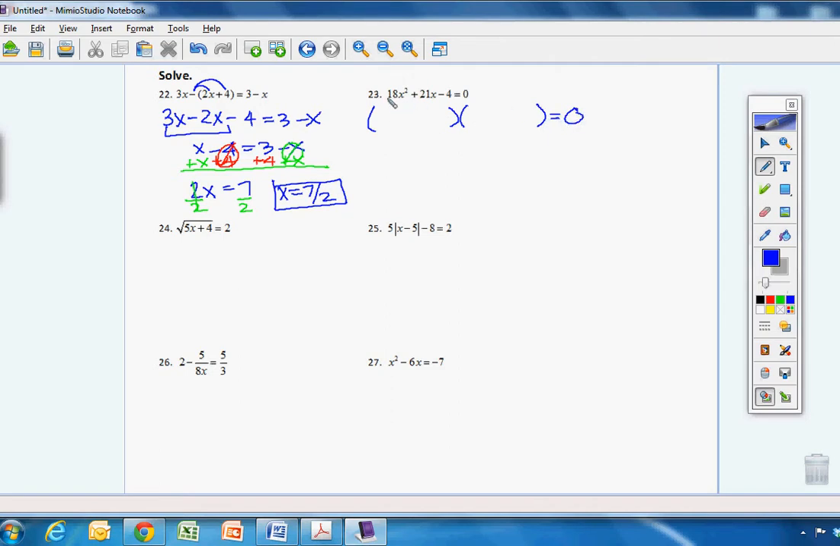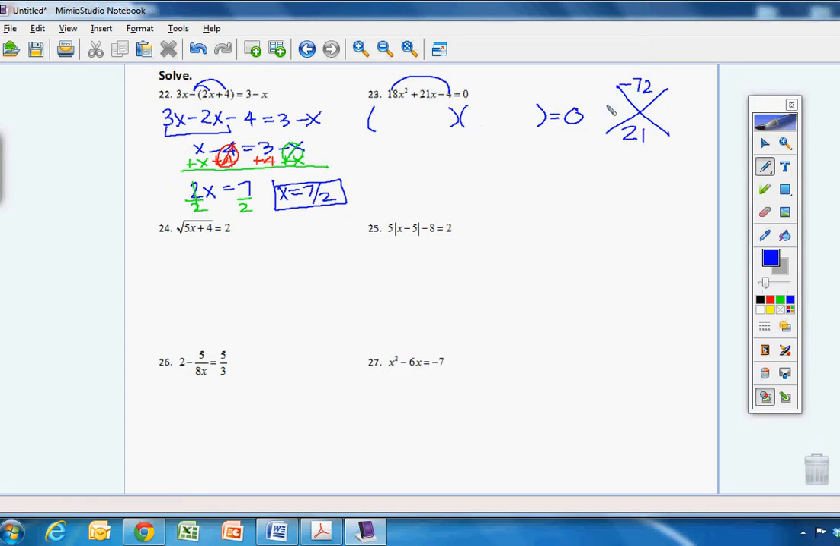All right, so whenever we have a coefficient in front that is larger than 1, you can kind of draw this little x to the side. And what you want to do is multiply the first and the last term. Okay, so 18 times negative 4 is going to give me negative 72. And then, as usual, we want to always think of what are two factors of negative 72 that will add up to my middle term, a positive 21x, or 21, I'm sorry.